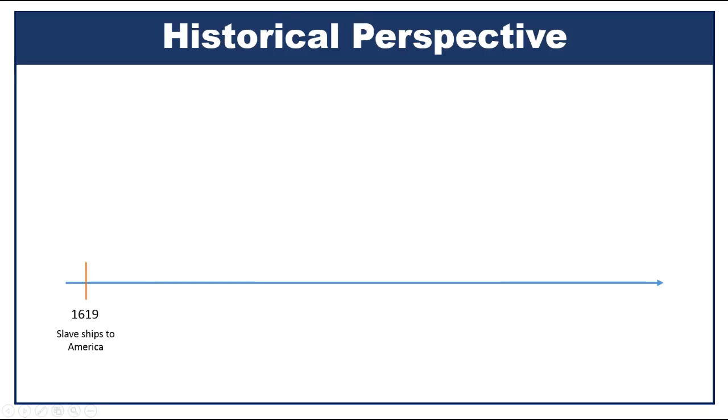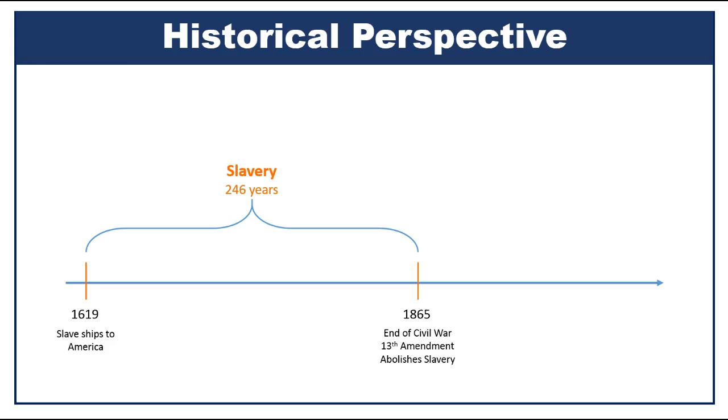In 1619, the first slave ships arrived to America. And it took about 246 years for slavery to end as a result of the end of the Civil War and the passage of the 13th Amendment that abolished slavery. And it took nearly 100 years later for the Civil Rights Act of 1964 to pass, which basically ended segregation in public places and made employment discrimination illegal on the basis of race, color, religion, sex, and national origin. And it was the crowning glory of the civil rights movement.